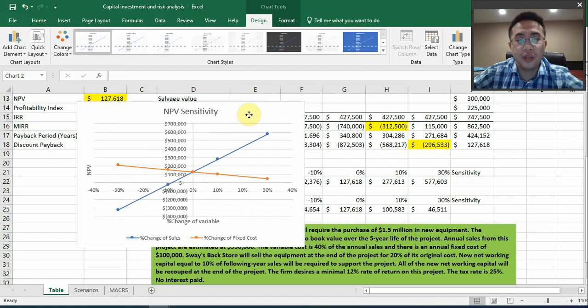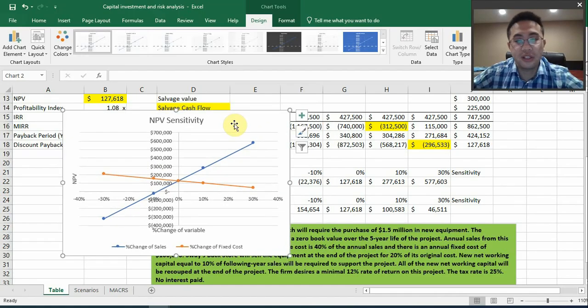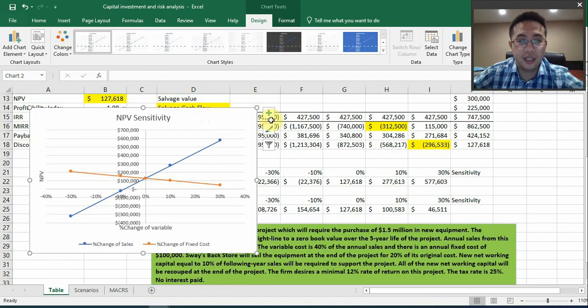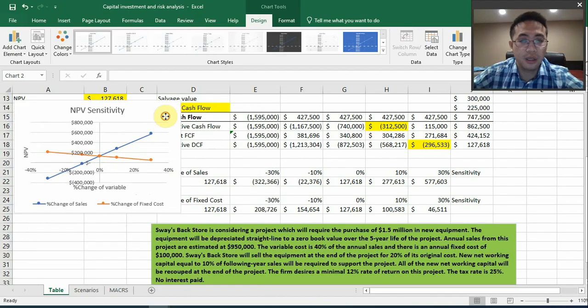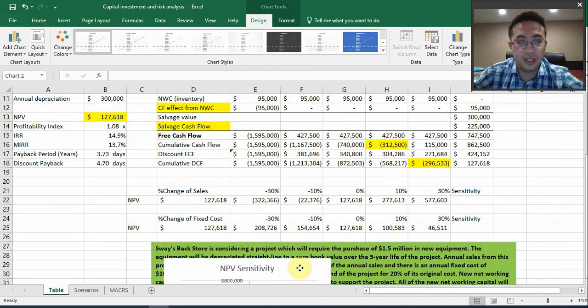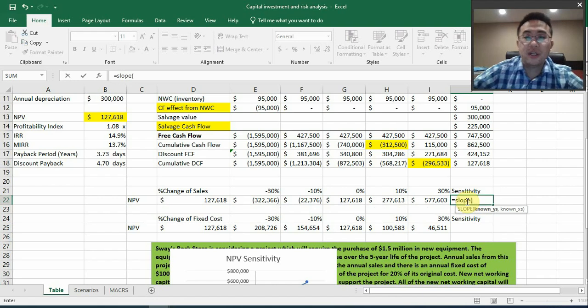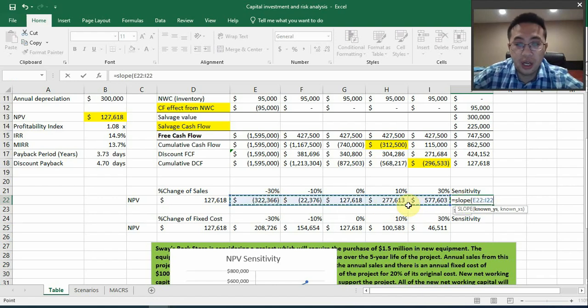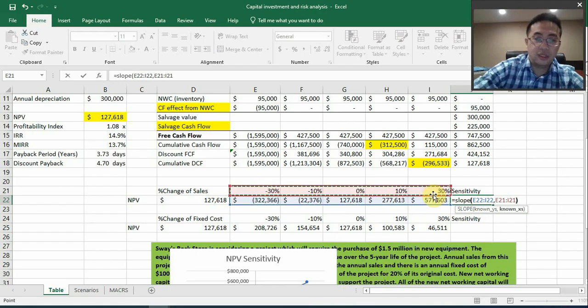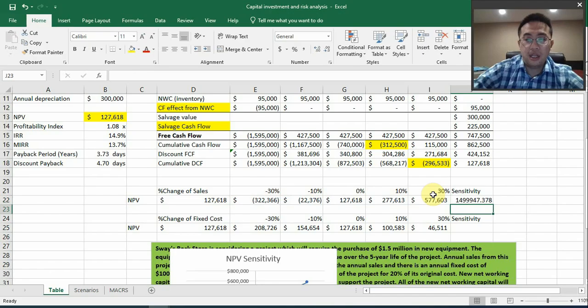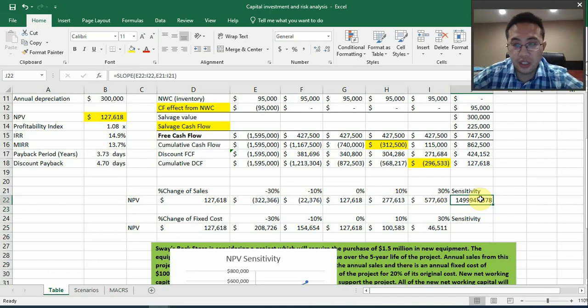And if you are doing an orthodox NPV analysis, you would do like 6 variables altogether. But here, for study purposes, I just let you do 2 variables. Also, you need to calculate the sensitivity here. The sensitivity is very easy to calculate. You're going to use the slope function, and the y's would be the NPVs, the x values would be the percentage change. Okay, and then you hit enter. So this is the sensitivity.